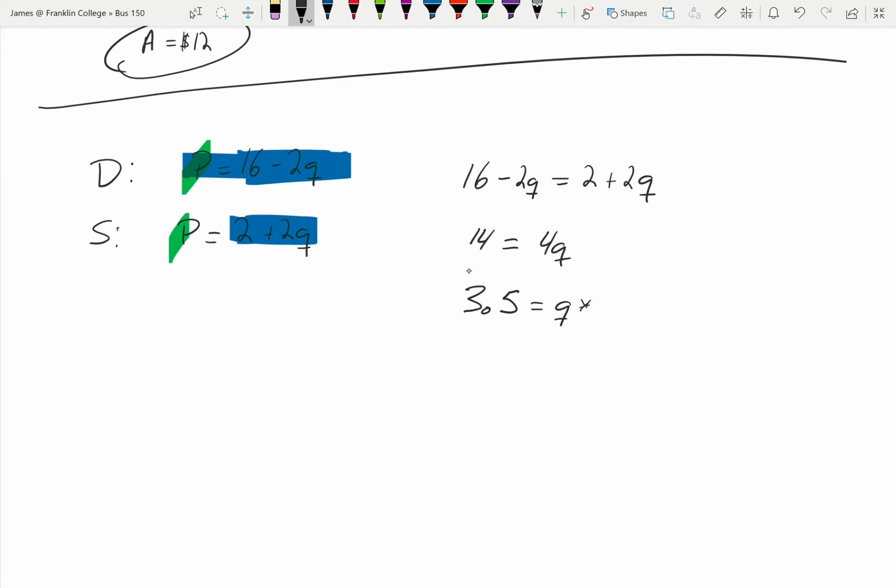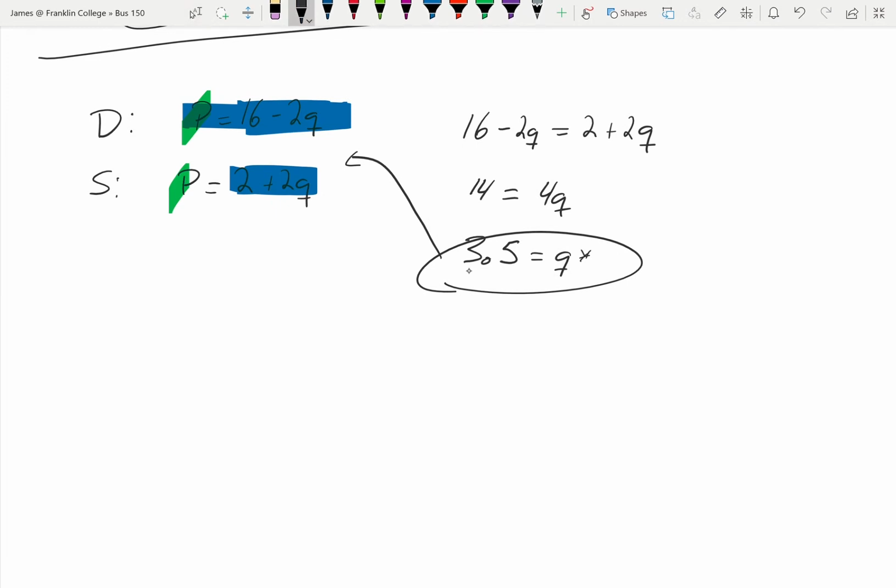So once again, that's going to be our q that we're interested in. To solve for the p, well, we can just plug that 3.5 into either of our original equations. So let's plug it into that demand equation. So p equals 16 minus 2 times what we know q to be. So p equals 16 minus 7, or p equals 9. And those are equilibrium values.